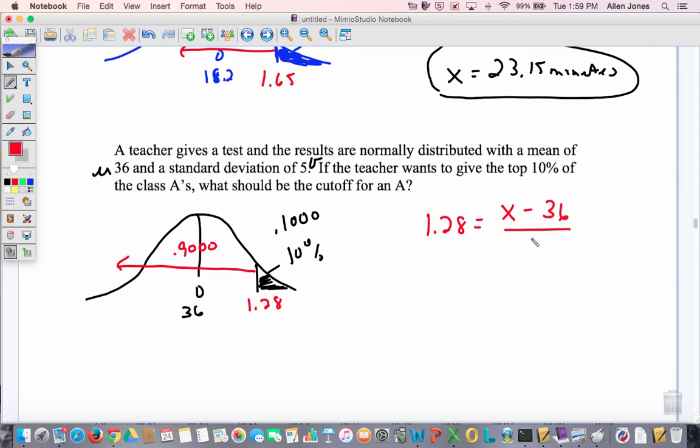So 1.28. Plugging that into our formula to solve, 1.28 is our z-score. We don't know the value. We do know the mean is 36, and we know the standard deviation is 5. If we multiply both sides by 5 and then add 36 to both sides to get x by itself, our cutoff for an A is 42.4. And there's a take a look at our application problems for the normal distribution curve.